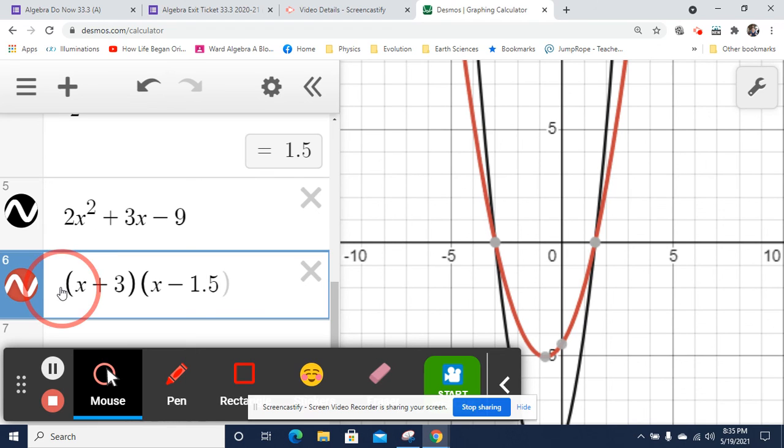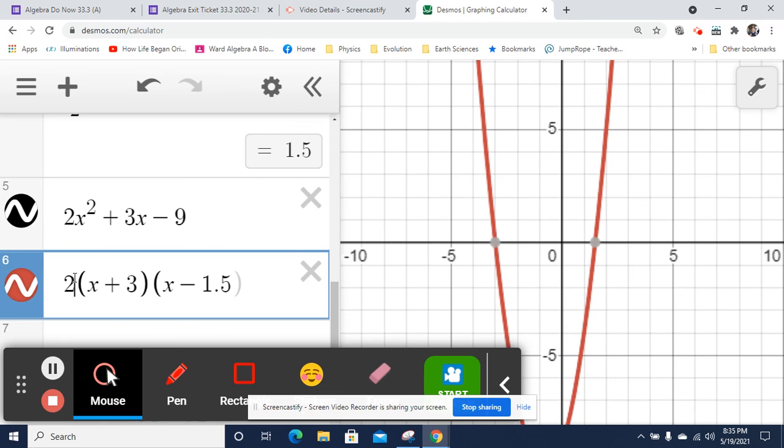So the 2 I could put right in front of the whole thing and it'll match. Now it matches. Or if I don't like x minus 1.5, I can put it here and make it 2x minus twice 1.5, or minus 3. And now it matches. And so now I've factored this equation right there.